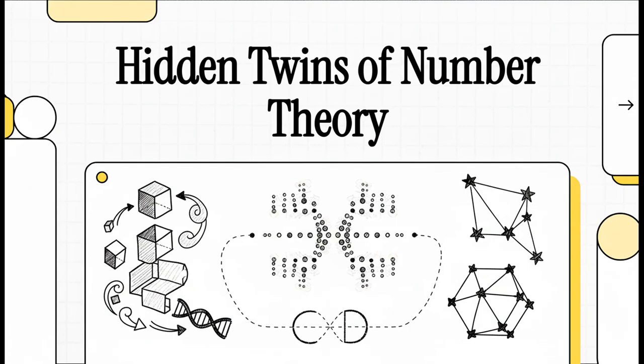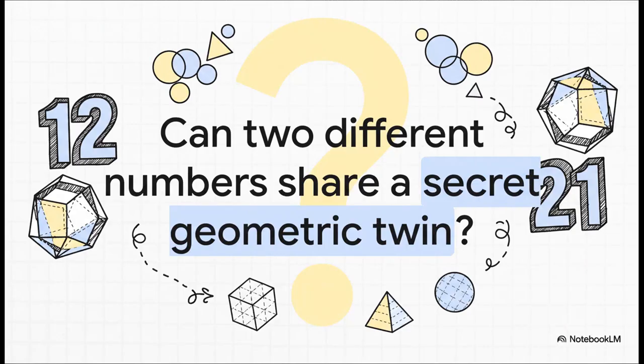All right, let's dive into something really cool. We're going to explore this hidden symmetry in the world of numbers, a secret connection that links integers that, on the surface, have absolutely nothing to do with each other. It's wild. So let me ask you this. What if you could take two totally different numbers, completely unrelated, and somehow turn them into 3D shapes that are, in a way, geometric twins? Sounds a bit weird, right? But stick with me, because this strange question leads to a really fascinating discovery.